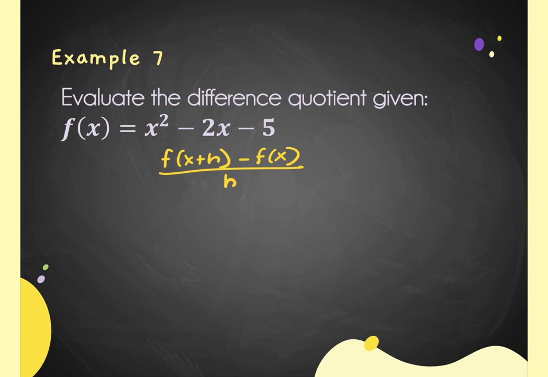And then the first thing you're going to do is that f of x plus h. So I literally take x plus h and I plug it into the x values of your f of x. So it's x plus h squared minus 2 times x plus h minus 5. This is just that first part.